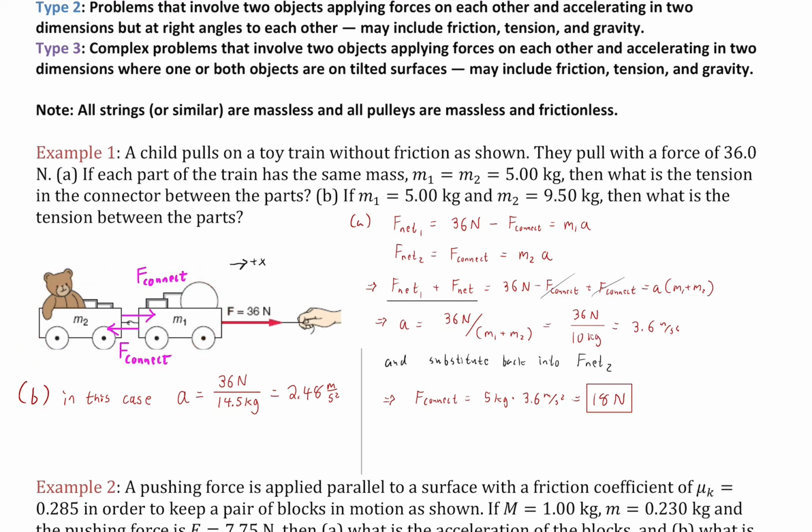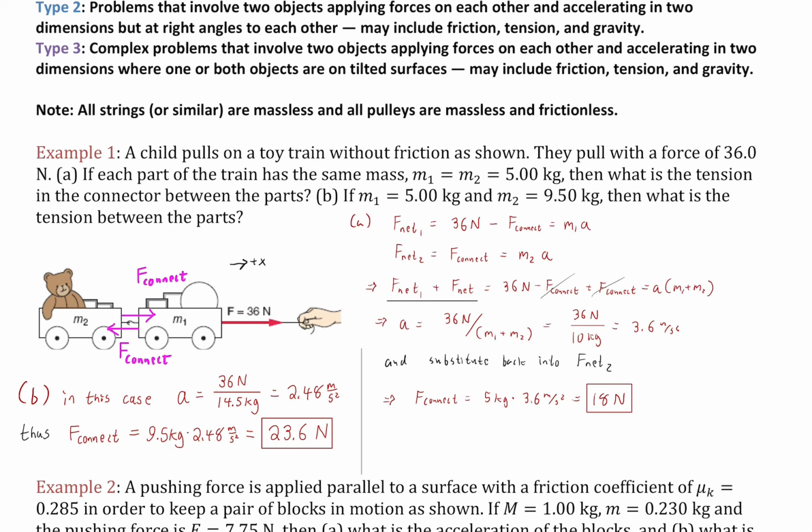Then I'm going to plug that 2.48 into Fnet2, now multiplying by 9.5 because M2 is 9.5. And what do I get? 23.6 newtons. The connecting force between them is 23.6 newtons. M2 pulls on M1 with 23.6 newtons.